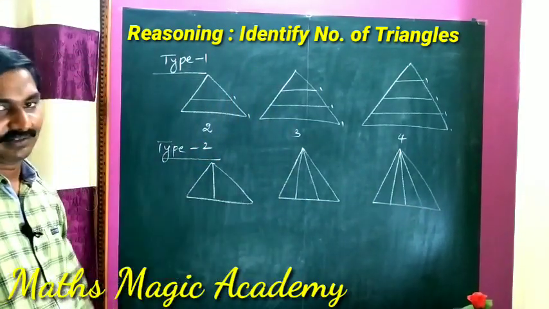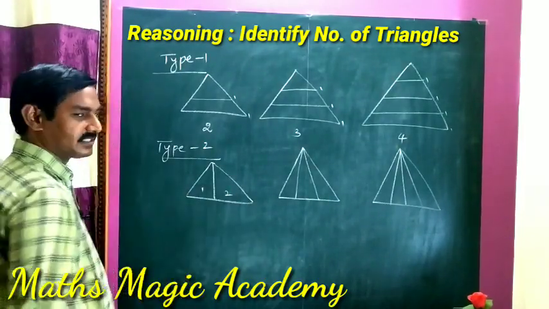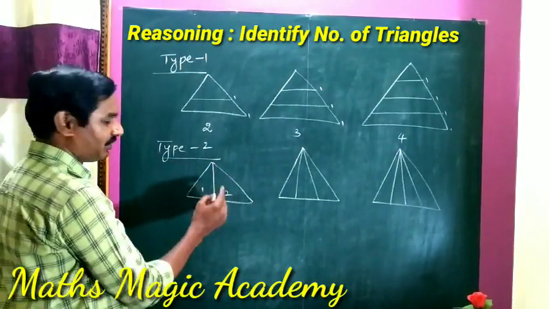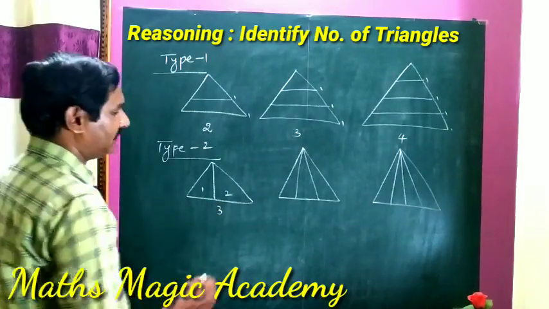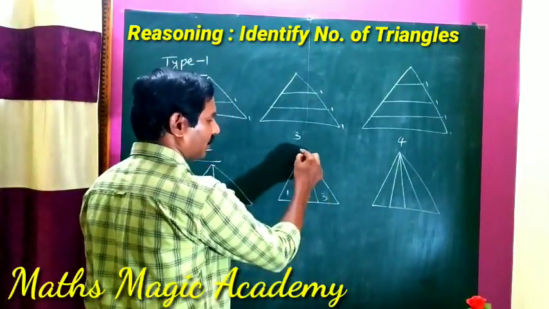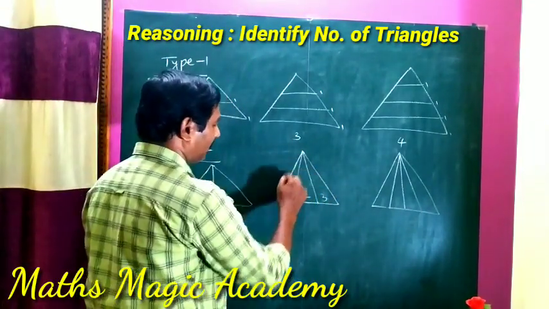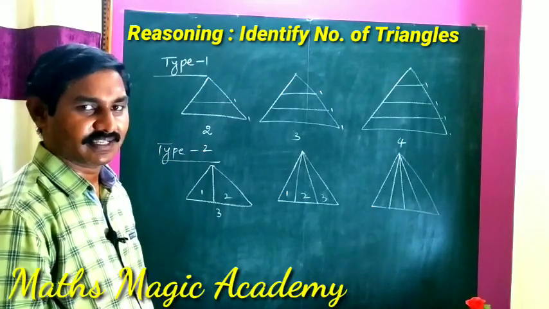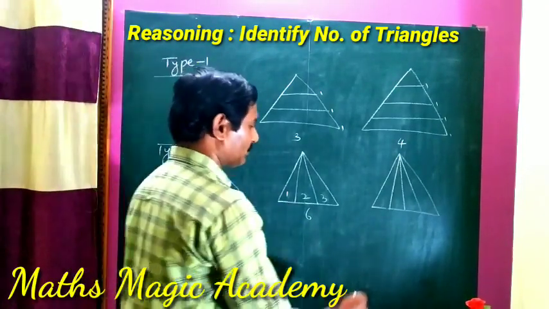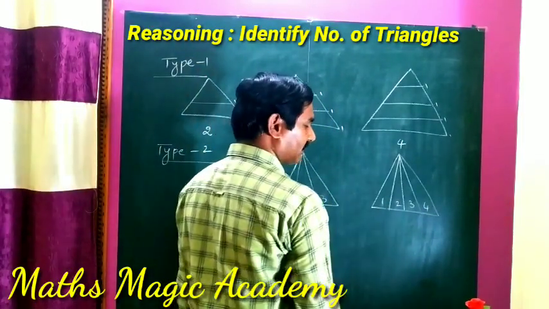Then how many triangles are there? You can observe here it is one triangle, second triangle, and one more bigger triangle. That means totally we have 3 triangles. Here also, here one, second one, third one. Here it is one more triangle, 4, and one more triangle, 5, and this big one is one more triangle, 6. So total number of triangles is 6. Like here also 1, 2, 3, 4. Total 4 triangles are there.